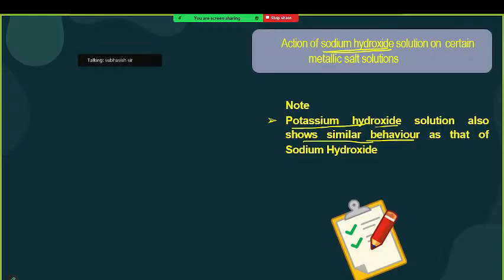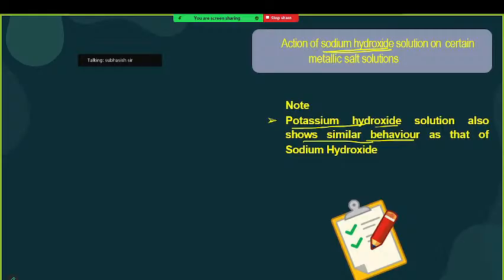So there is not much difference between using sodium hydroxide or potassium hydroxide. We only use sodium hydroxide in the laboratory because sodium hydroxide is much cheaper than potassium hydroxide. Potassium hydroxide is much more costly. That's why we generally use sodium hydroxide as a reagent.